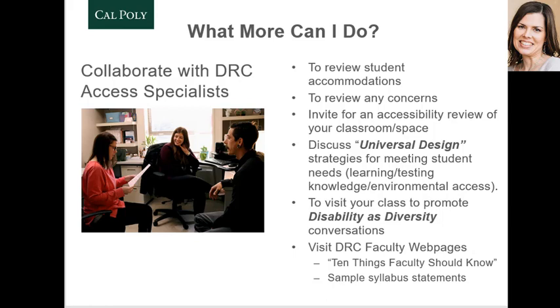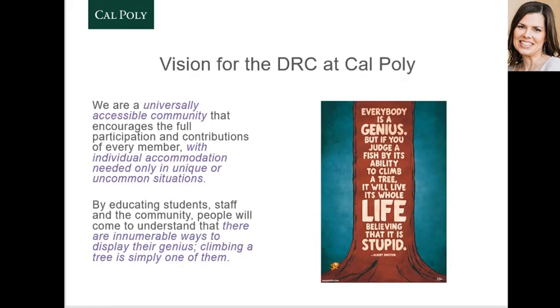Again, like I mentioned, on our homepage, drc.calpoly.edu, on the right-hand side, there's a section with faculty and staff resources. That includes things like 10 things faculty should know. There's also sample syllabus statements that you can use to refer your students to talking to you about their accommodations. And then also, like I mentioned a little bit ago in the beginning, to make students know that you're trying to create an inclusive space that accepts them. So this has the vision for the DRC Cal Poly.